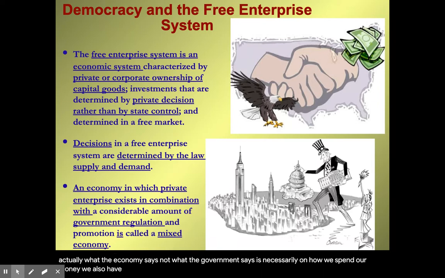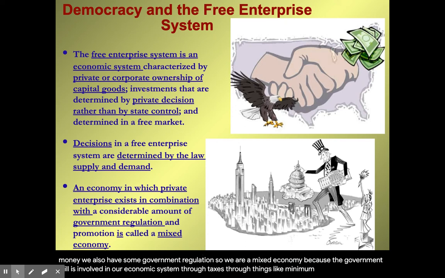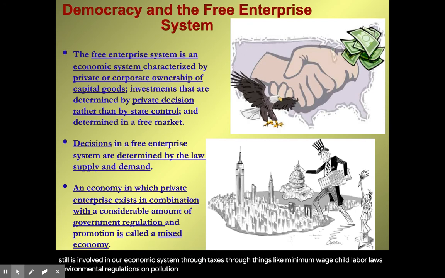We also have some government regulation. So we are a mixed economy because the government still is involved in our economic system through taxes, through things like minimum wage, child labor laws, environmental regulations on pollution, things like that.